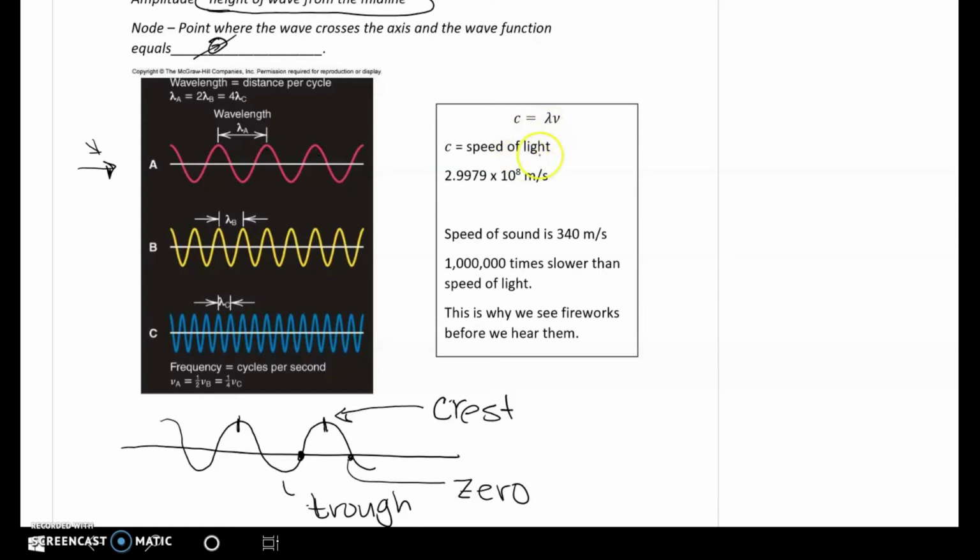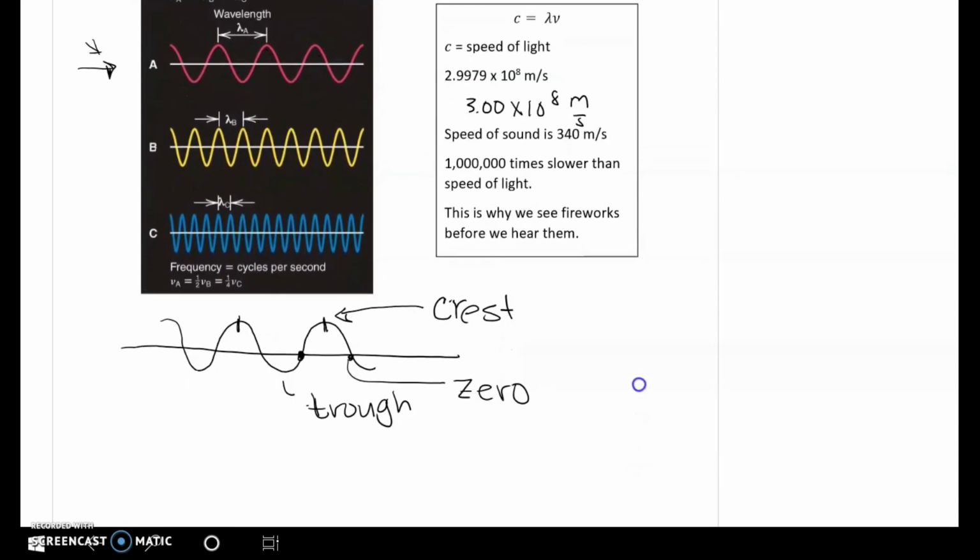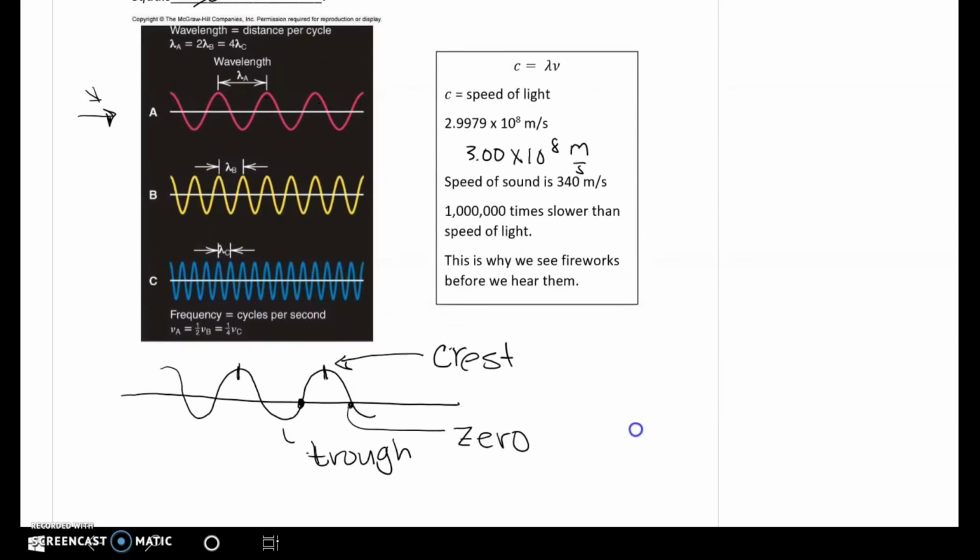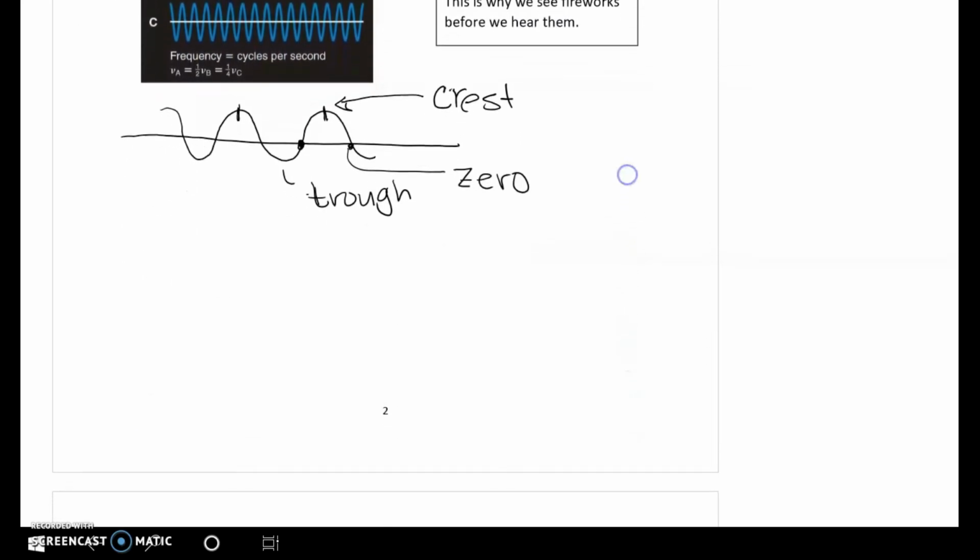So C is the speed of light, and here I'm showing it with several decimal places, but a lot of the times we're just going to use 3 times 10 to the 8 meters per second, so that's its velocity, right? Now, to put things in perspective a little bit, the speed of sound is 340 meters per second. So it is 1,000,000 times slower than the speed of light, and that's why we actually see the fireworks before we hear them.